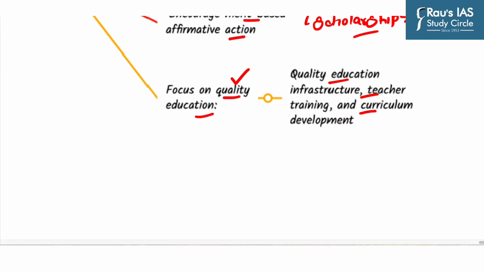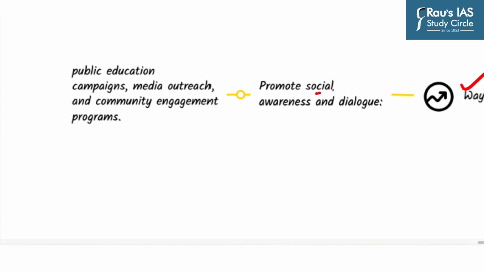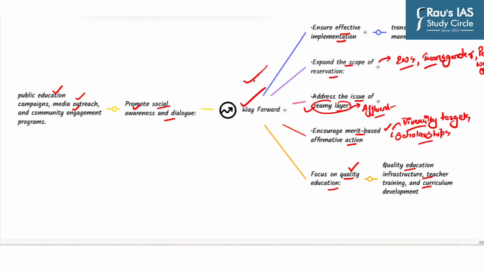equality and social mobility. Next is to promote social awareness and dialogue. Creating a social awareness and dialogue around the issues of caste and reservation is important to promote greater understanding and acceptance of the need for affirmative action policies. And how this can be done? This can be done through public education, campaigns, media outreach, community engagement programs. So these are few suggestions which can be used to reform reservation system in India.